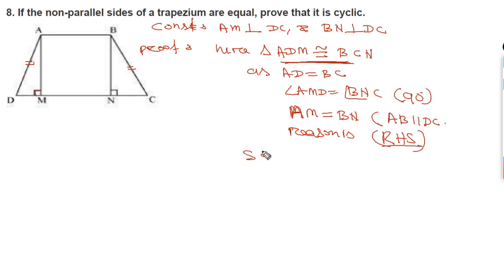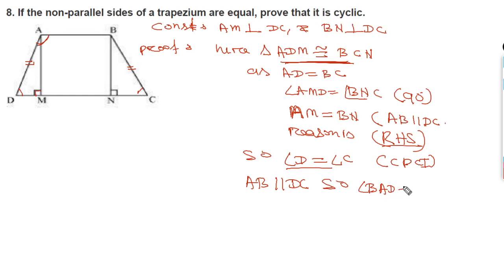Okay. Now, as these two triangles are congruent, their corresponding parts will be equal. So angle D will be equal to angle C. This much we needed. Reason is your CPCT. Now, as AB is parallel to DC, angle BAD plus angle ADC, or you can just write angle D, is equal to 180 degrees.